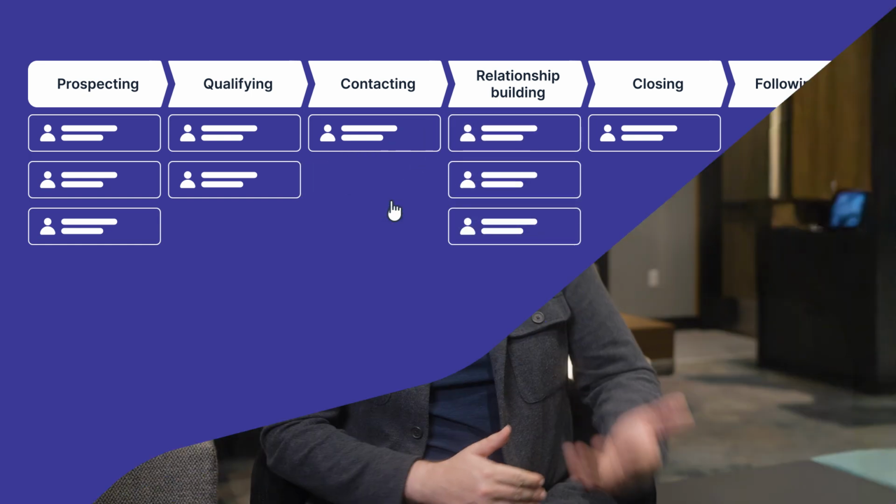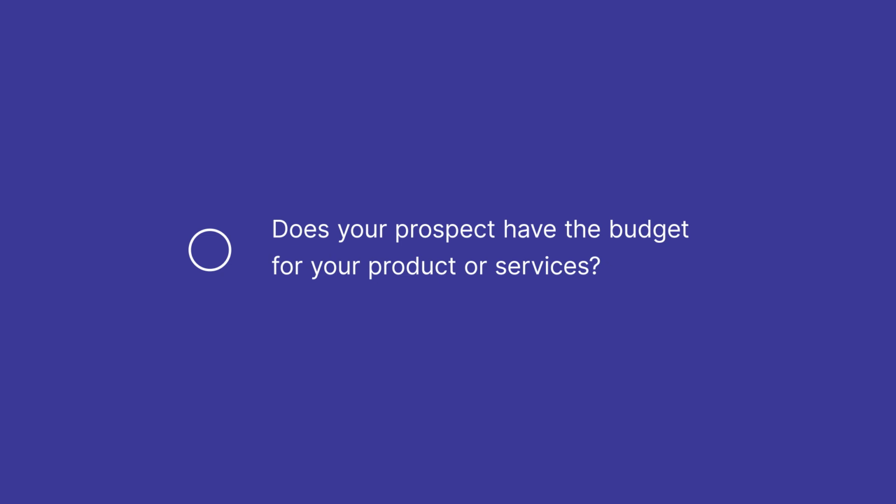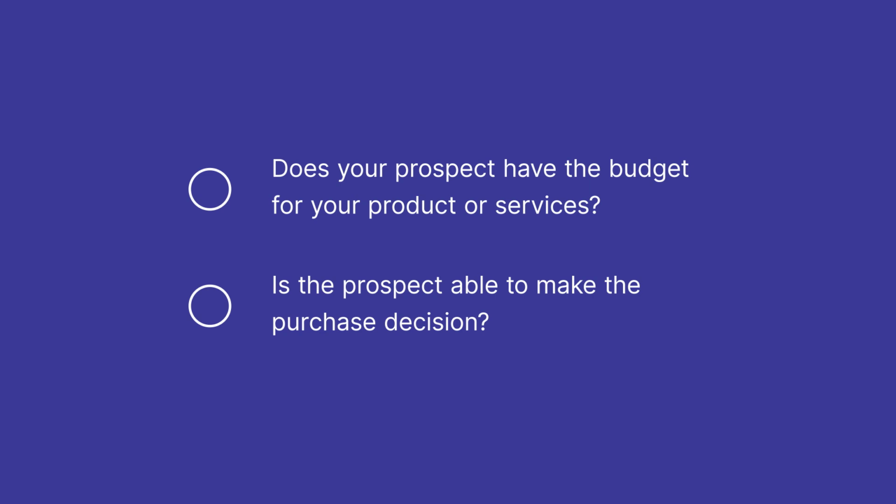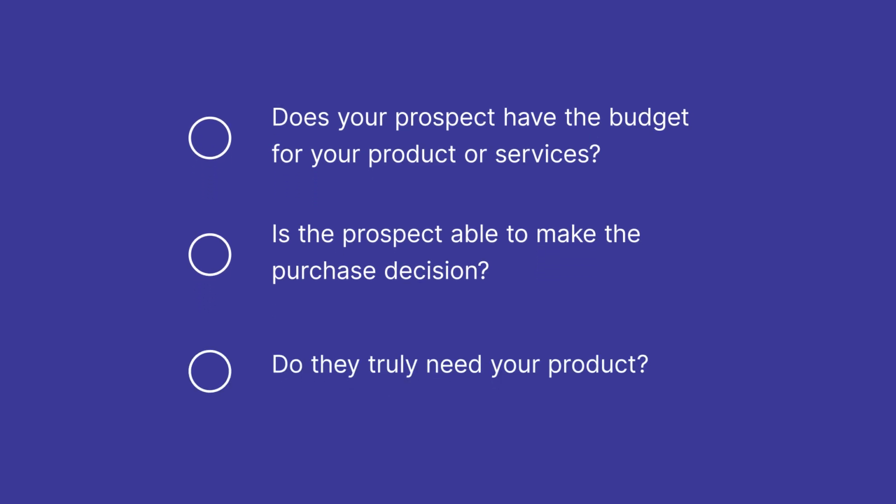You might notice that in some of your stages, it's pretty clear what you need to do. You might need to make contact or set up a meeting. For others, like lead qualification, it might not be quite as obvious. In these situations, you'll need to make very specific rules to satisfy the conditions that must be met to move a deal forward. In the example of lead qualification, you could ask the following questions. Does your prospect have a budget for your product or services? Is the prospect able to make purchasing decisions, or do they need to convince someone else? And do they truly need your product? If you get any negative responses, they're probably a cold lead and might not be a good fit.